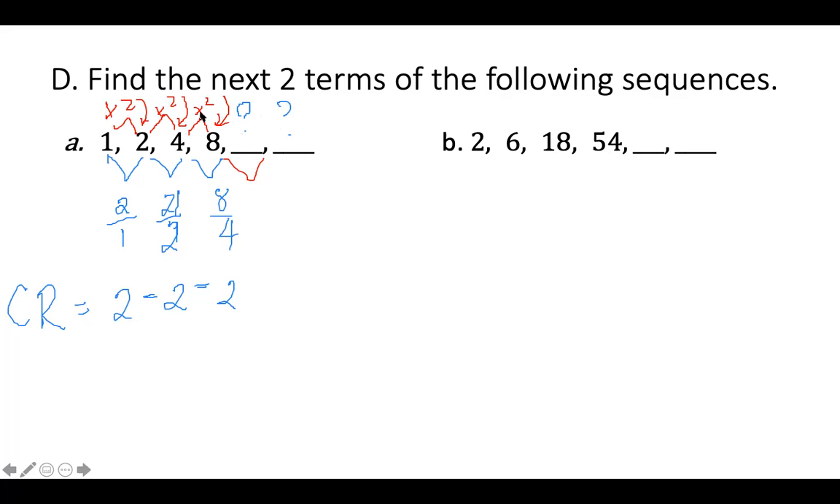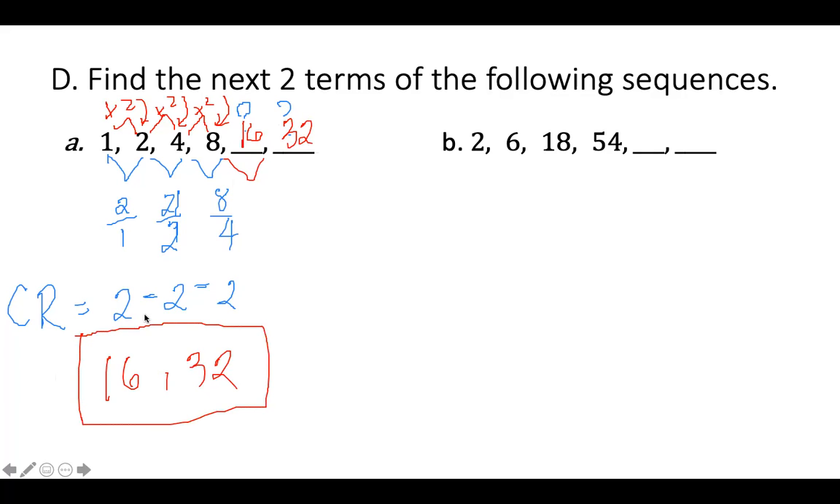Of course, we need to do the same thing. We need to multiply the number 8 by 2. So this becomes 16. And for us to get the next term, we need to multiply 16 by the common ratio, which is 2. So this becomes 2 times 16, that's 32. So the two terms are 16 and 32. These are the two numbers missing.